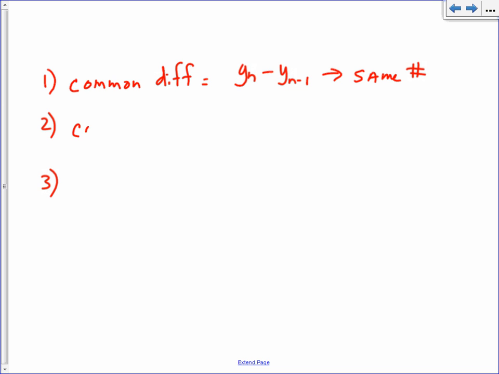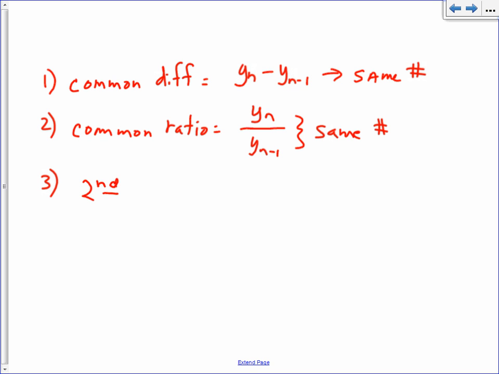Or if you have a common ratio, again, guys, if it's a common ratio, you do y sub n over y sub n minus 1, and you get the same factor, the same number over and over and over again. That is an exponential situation. And then finally, if it has a second difference, that's quadratic.